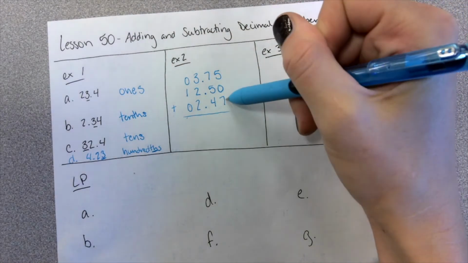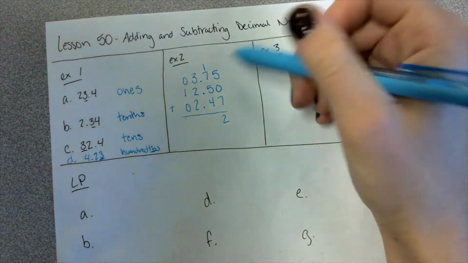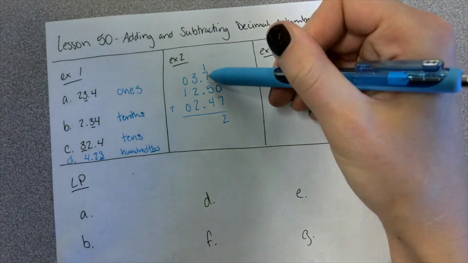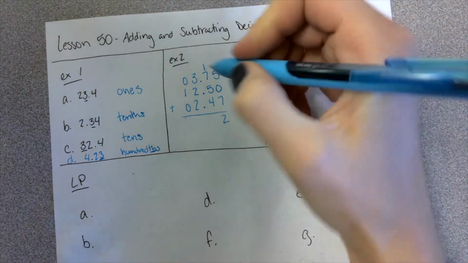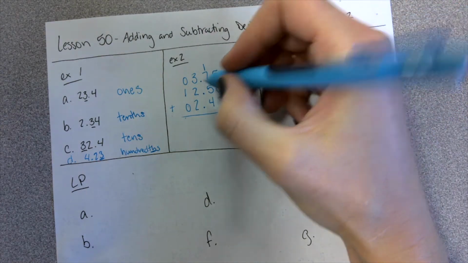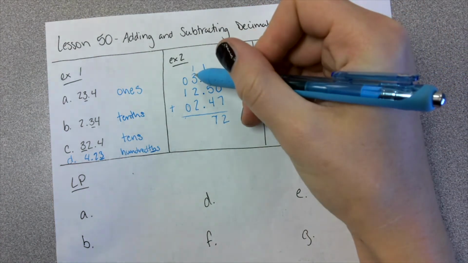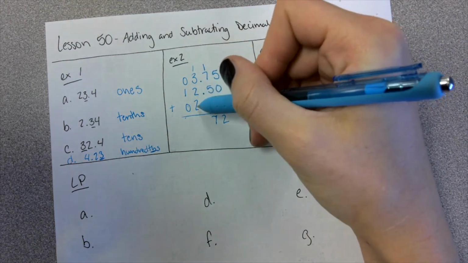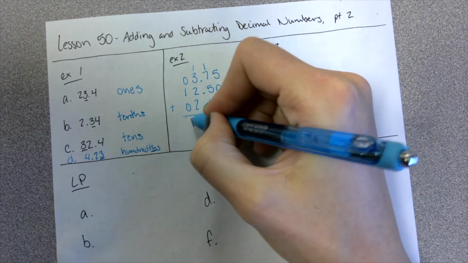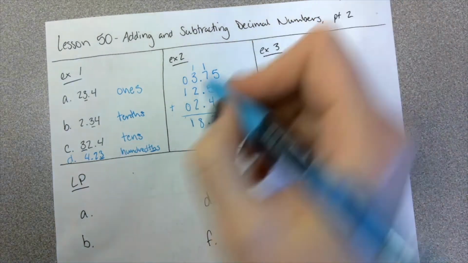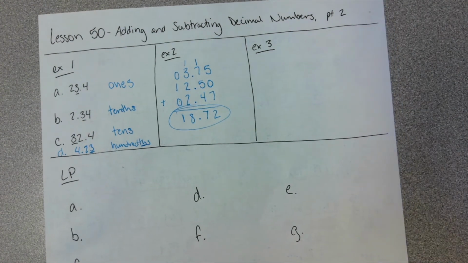So here we can do 5 plus 7. 5 plus 7 is 12. 1 goes up. 2 comes down. 1 plus 7 is 8. Plus 5 is 13. Plus 4 more gives us 17. 1 goes up. 7 comes down. 1 plus 3 is 4. Plus 2 is 6. Plus 2 more is 8. 1 plus 0 is 1. And bring down that decimal point. So we get 18 and 72 hundredths.